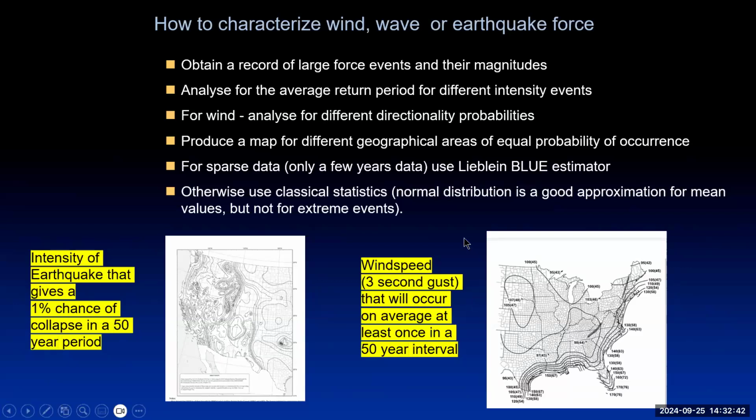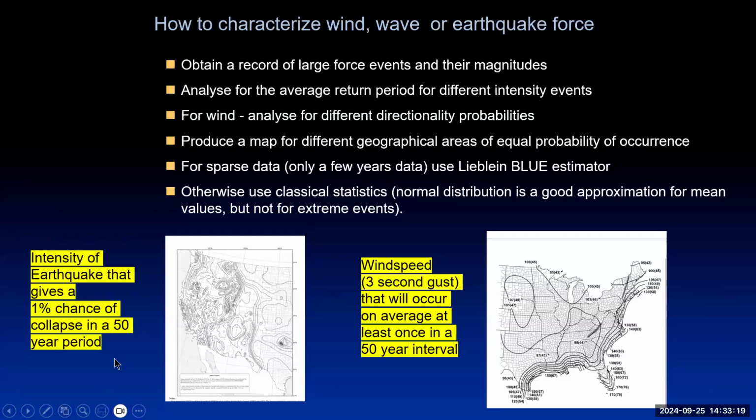How do we characterize forces? Quite difficult, actually. The first thing is that we obtain a record of large force events and their magnitudes. Now, if you think about that for a moment, you will see that doing that for wind excitation is much easier than for earthquakes. Why? Because earthquakes generally occur less often than do winds. In fact, winds are occurring every day. They may be quite small, but there they are.